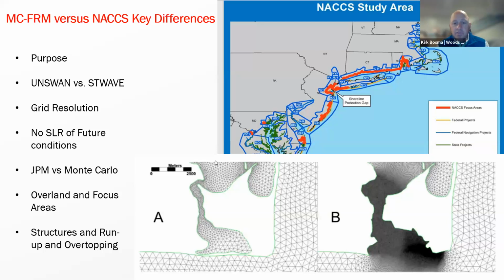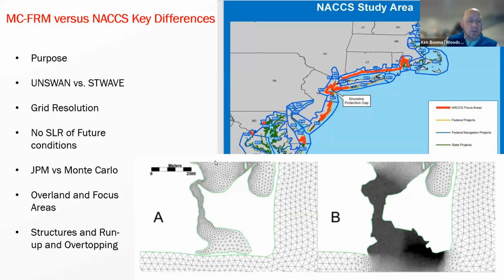There's a slight difference in the wave model that's used. They use ST Wave, we use UNSWAN. The grid resolution, you can see A is kind of the NACS grid resolution. This is on Martha's Vineyard near Edgartown. B is the MC-FRM model grid resolution.